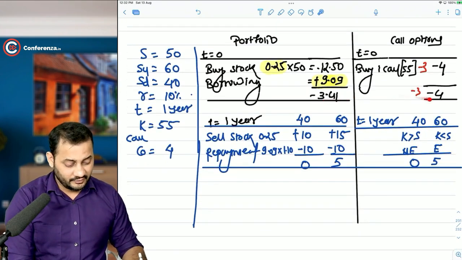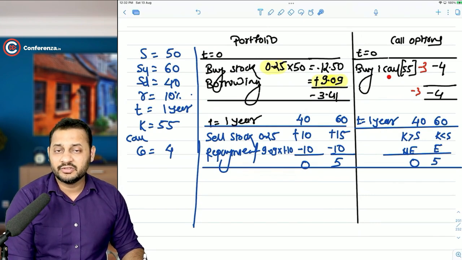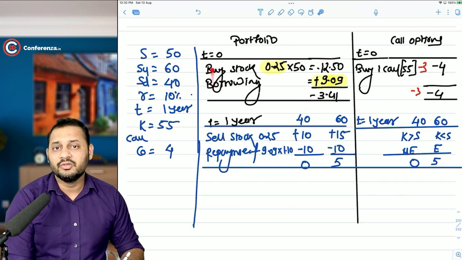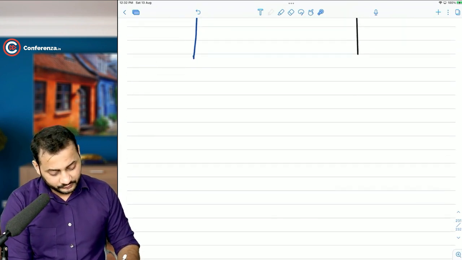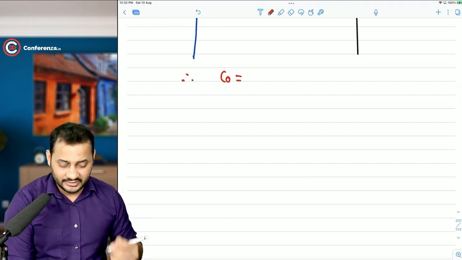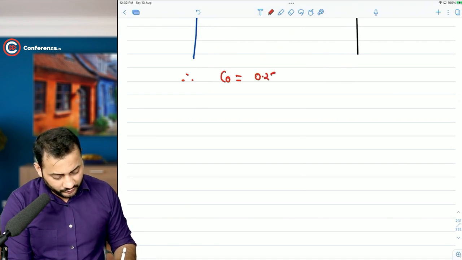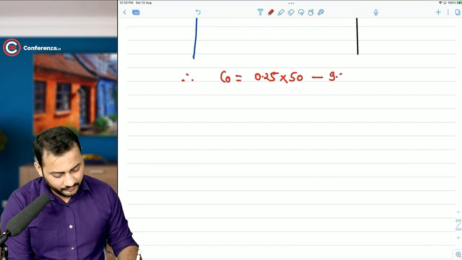Otherwise, if the values are not the same, because of the demand, the prices of the options will go up and down. In order to stabilize the market and achieve equilibrium, the option's value should be equal to 3.41. That means it should be equal to the total of these two. So therefore, the option's value is C0, in this case the call option, and it is nothing but 0.25 multiplied by 50 minus 9.09.